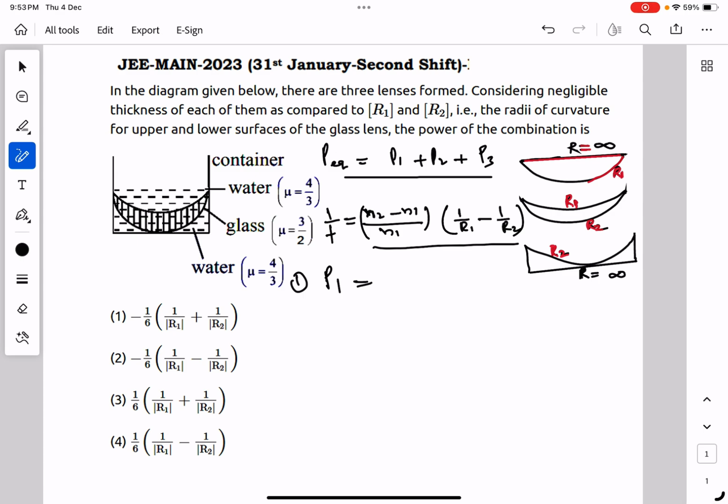This would be equal to 4 by 3 minus 1. Upper surface has radius of curvature equal to infinity, 1 upon infinity, minus 1 upon minus r1. So this is equal to 1 upon 3 r1.